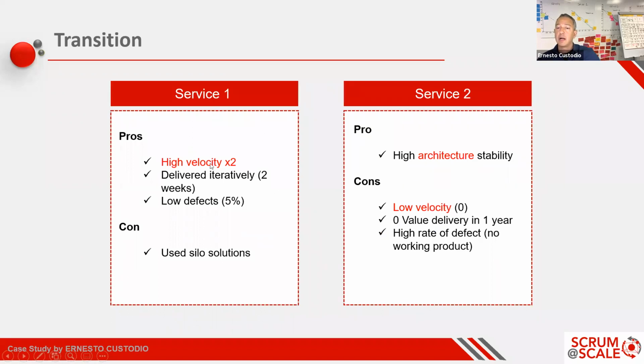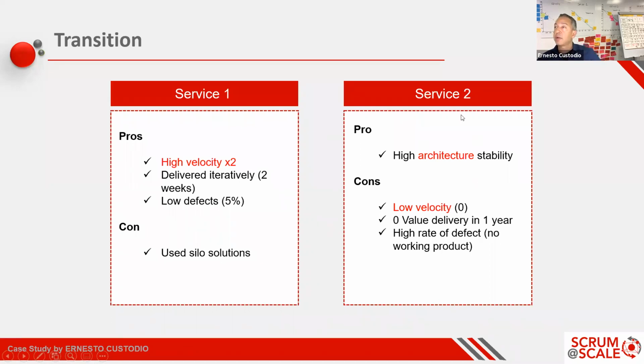So this structure brought some better results. We had a higher velocity. We were able to double our velocity for service 1. Remember that we had 2 services. For service 1, we had a higher number of velocity. We delivered iteratively. We started delivering every 2 weeks, and we had a lower defect count. The cons were that that solution was still working in silo. It was not collaborating with service 2.